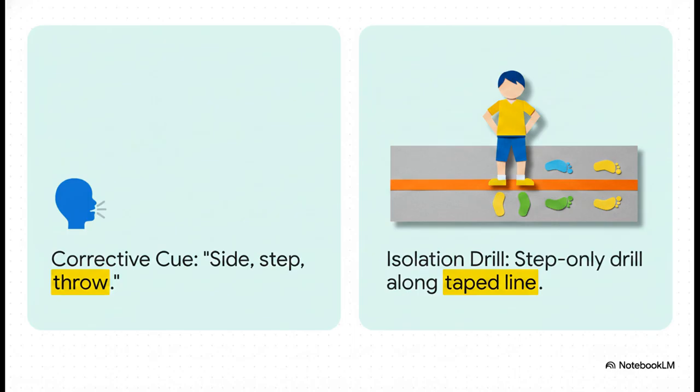Right, so now we write the prescription based on that diagnosis. Our corrective cue needs to be super simple and focused, so we go with side, step, throw. In our isolation drill, we set up a step-only drill along a taped line. Think about the sheer brilliance of this for a second. We are actually removing the ball entirely just to isolate that footwork first before we reintroduce the whole shebang. We identified one missing component, gave one cue, and designed one drill.